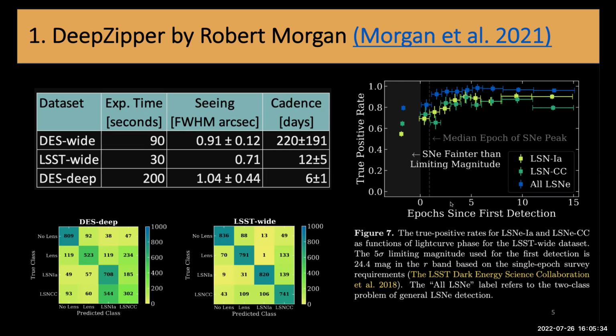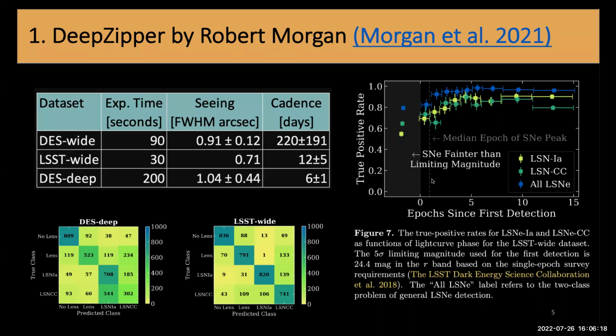Okay, and what you're seeing on the right: when he developed this technique, he also wanted it to be used for alert brokers, so that this method will detect lens supernovae as soon as possible. This plot quantifies that, showing the number of epochs after first detection. The first detection is defined as a 24.4 magnitude in the R band. You can see that after 2 epochs, the true positive rate increases to almost 75%.